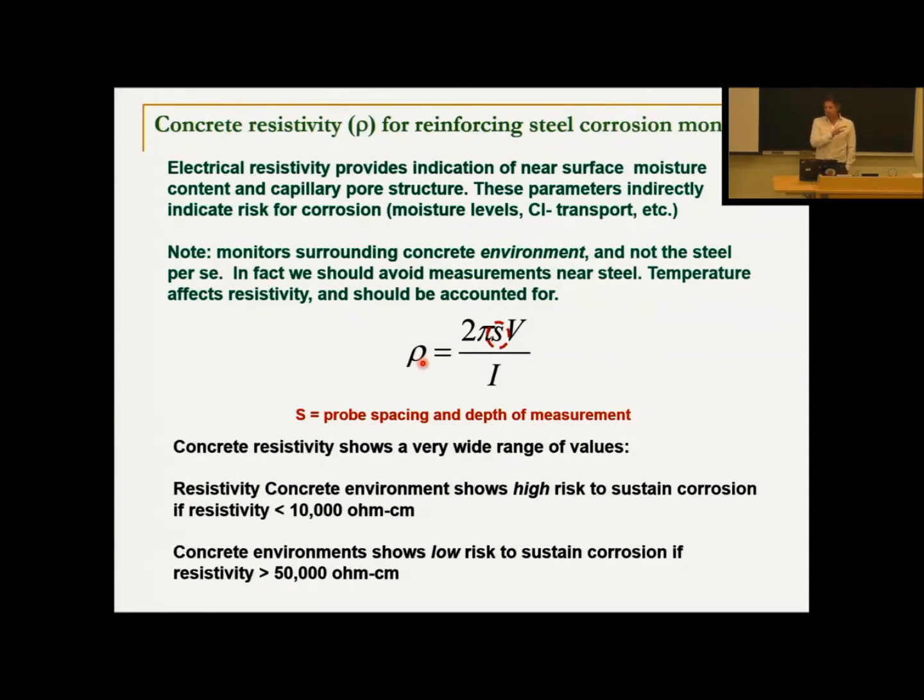The problem is that concrete shows a really wide range of resistivity values that depend on a lot of things, especially moisture content. So we have to make sure that we have some control or understanding of the effect of moisture content on these resistivity values. But in essence, if we have very high resistivity, then it's likely that we have a low susceptibility to corrosion. And conversely, if we have low resistivity, we have a higher risk of corrosion. And here you see these kind of benchmark numbers, approximate. But again, these are very variable measurements. You have to be careful about that.